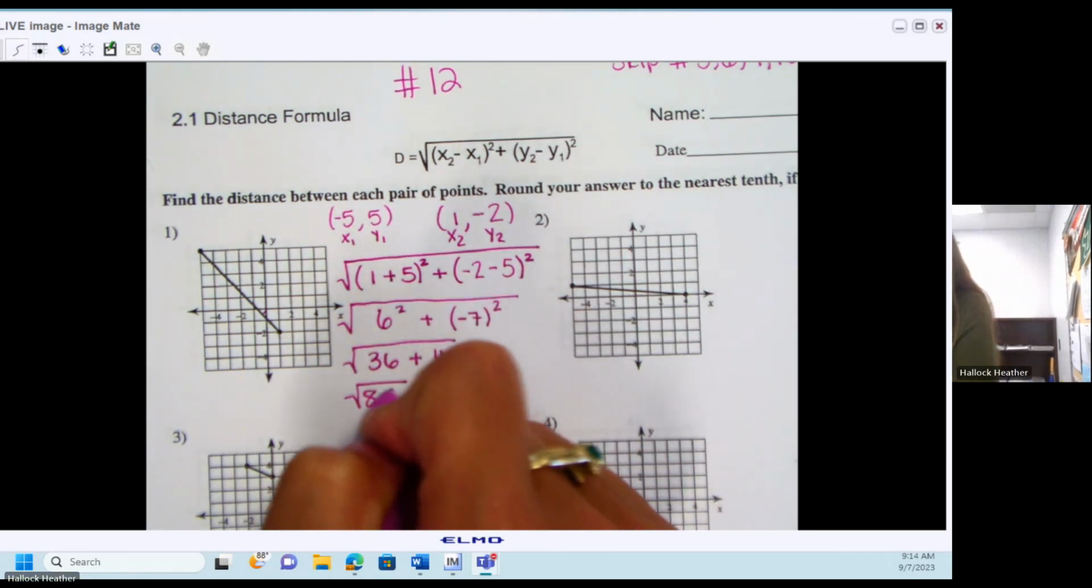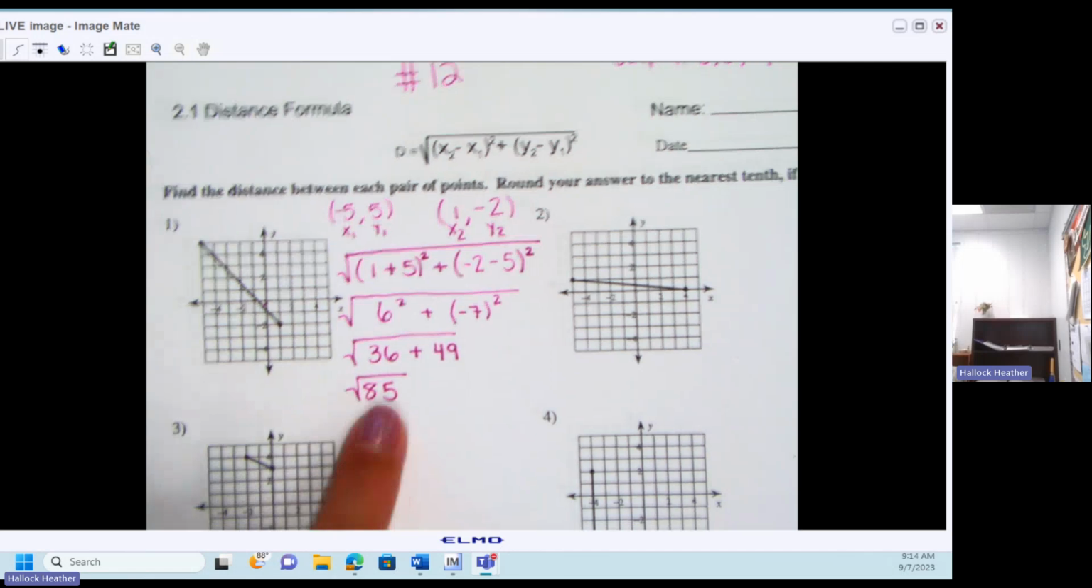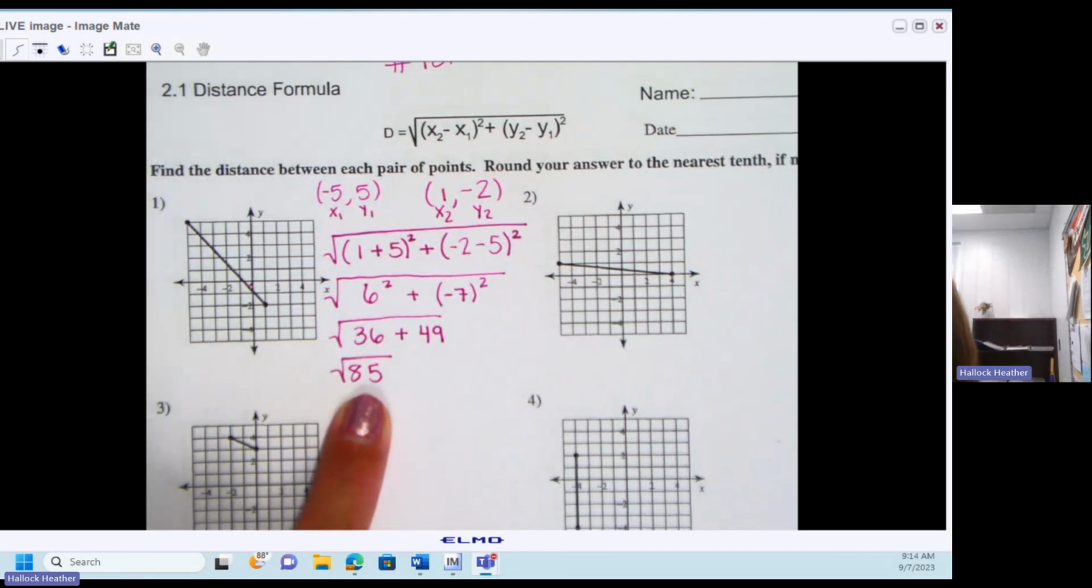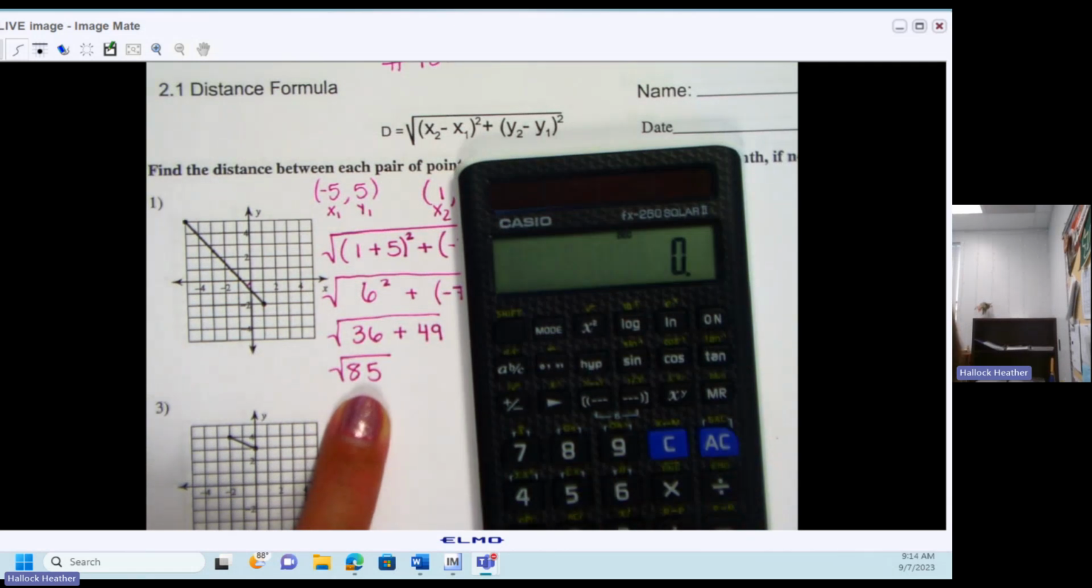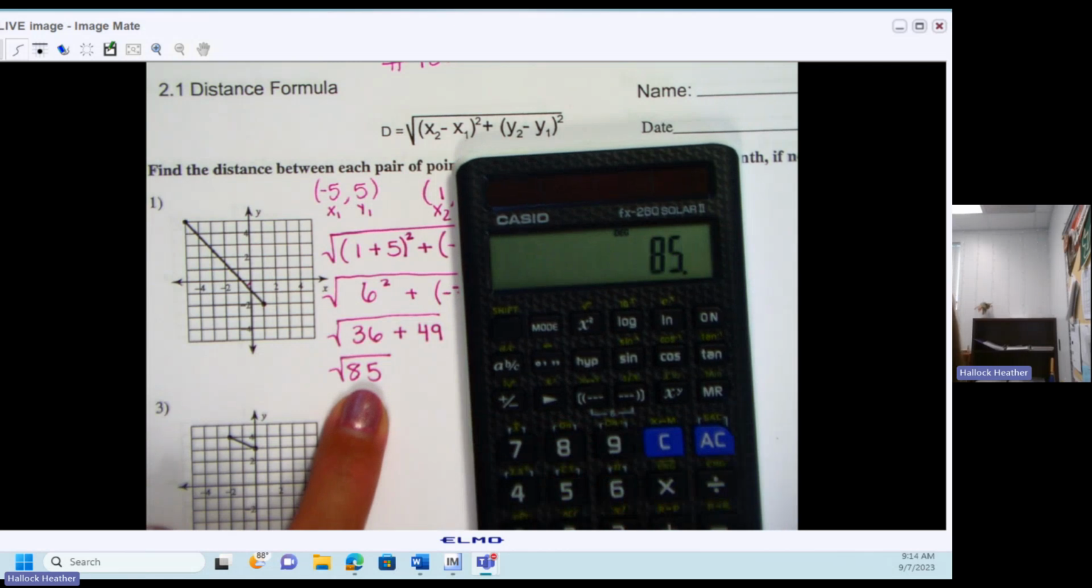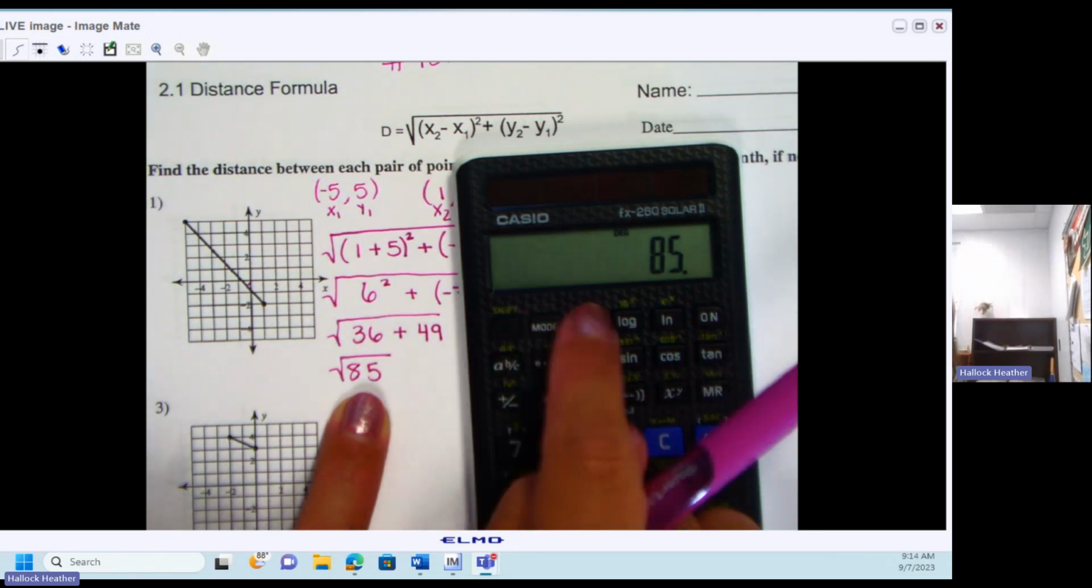85, you said? And now this is why you need your calculator, because you're not doing this in your brain. You're going to take your calculator and you are going to get crazy decimals. You're going to press 85, and then you have to square root. So just like last year in Algebra 1, when you did quadratics and you had the quadratic formula and it was Hot Mess Express, you need to shift and then square root.